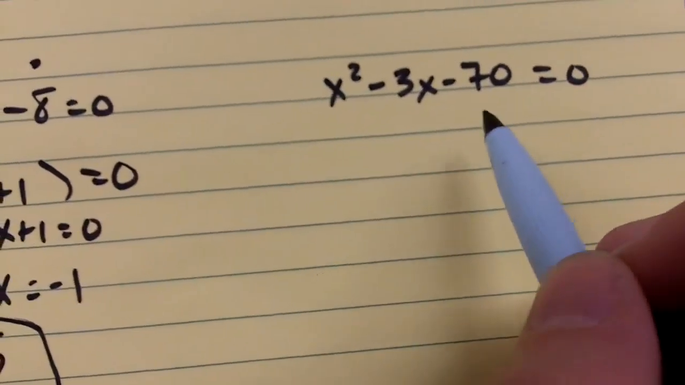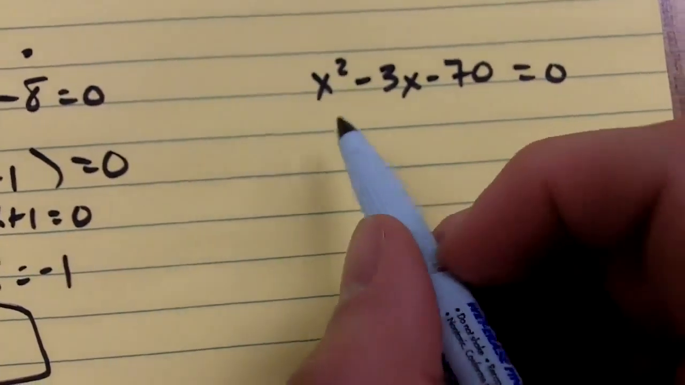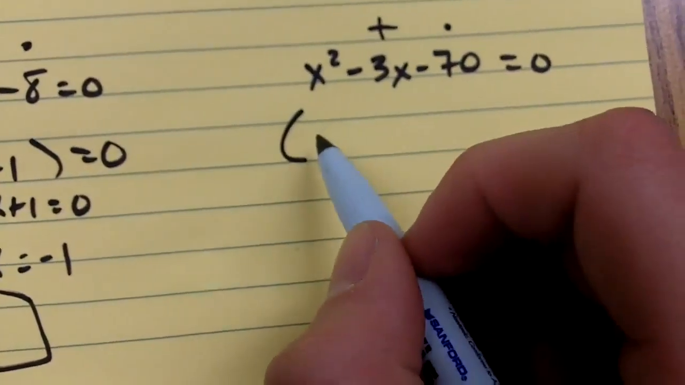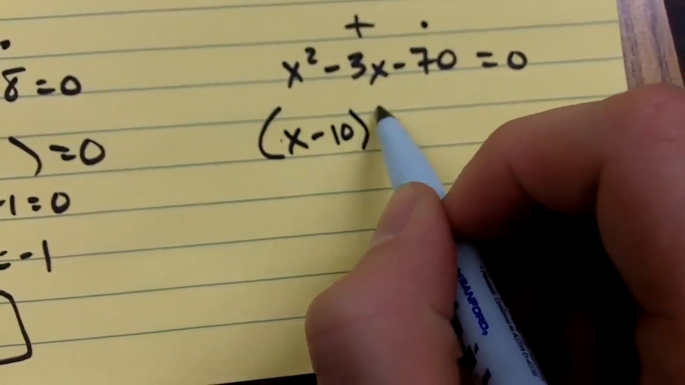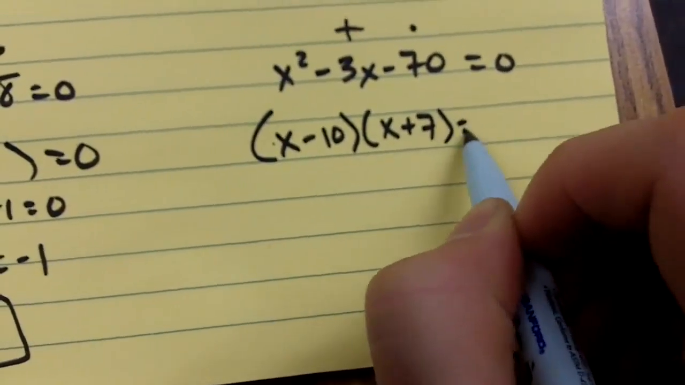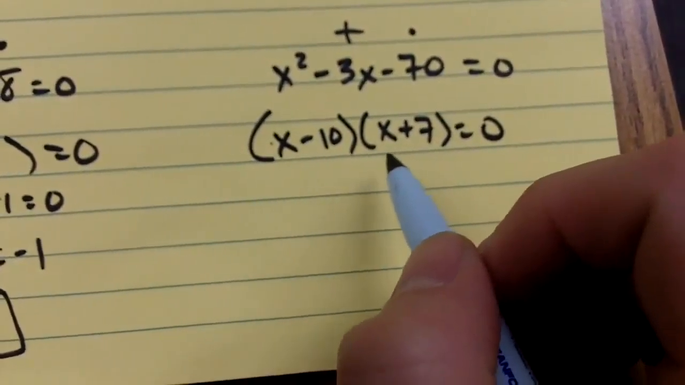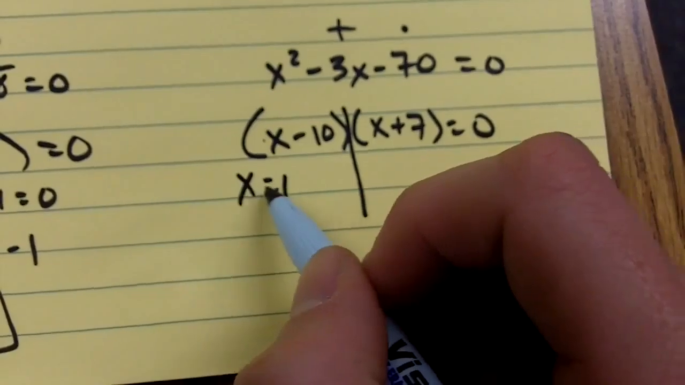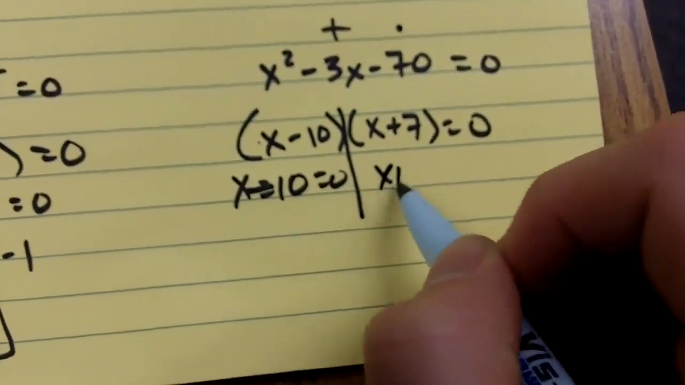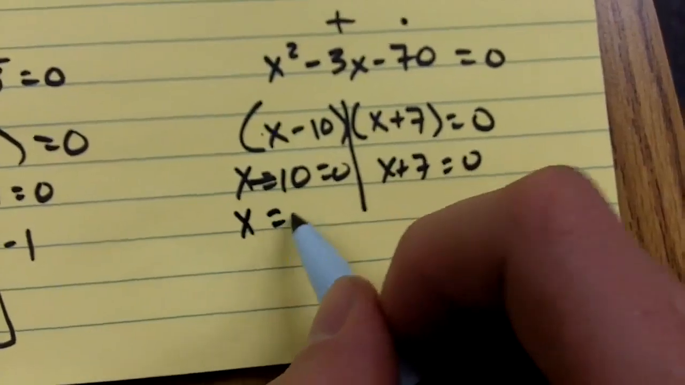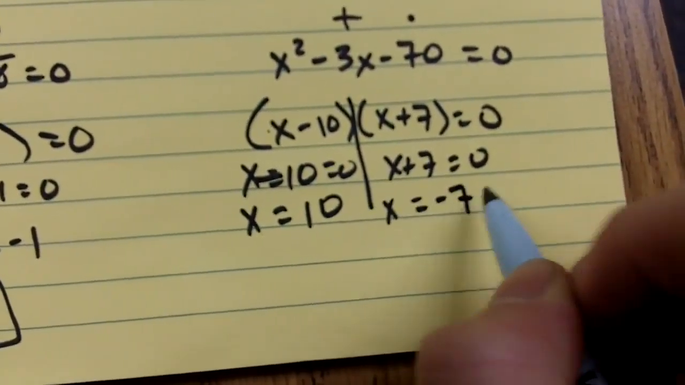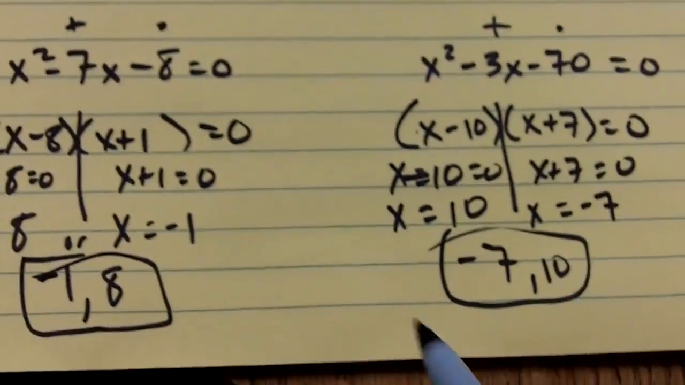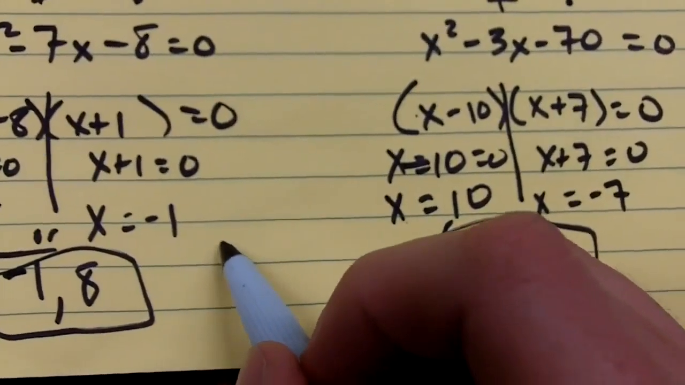Try another one over here. I just want to see if I can factor this first. It's in standard form already. I see if I can factor it. Two numbers that multiply to -70 that add to -3. How about -10 and +7? I have two things, they multiply together, they give me 0, so I can use the zero product property. x minus 10, x plus 7 equals 0. So x equals +10, x equals -7. My solution is -7, 10. There are my two answers.